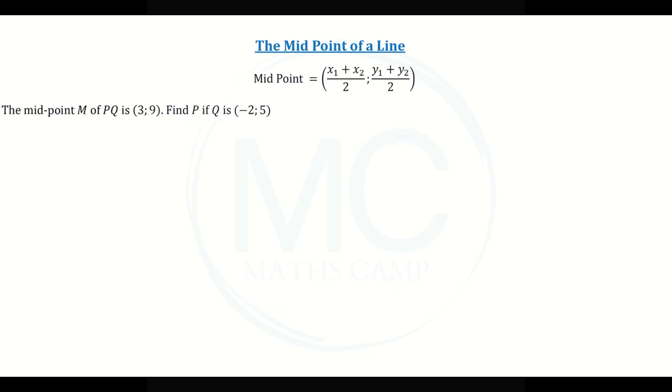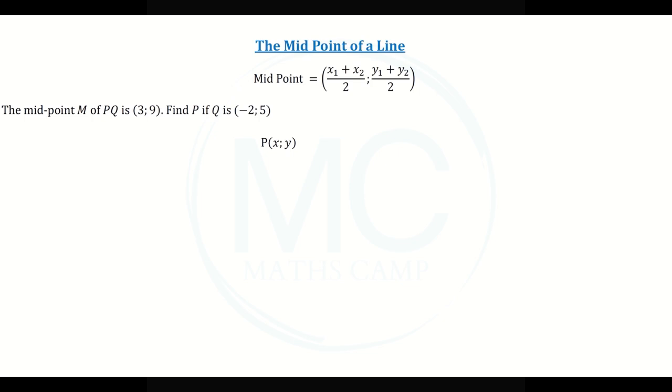The midpoint M of PQ is 3, 9. Find P if Q has coordinates -2, 5. Now in this question, the midpoint M has coordinates 3, 9 and Q has coordinates -2, 5. We need to find the x and y coordinates of point P. So let's write down these coordinates as x and y. Now we can use the formula.